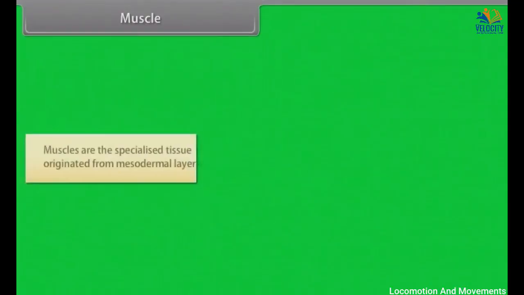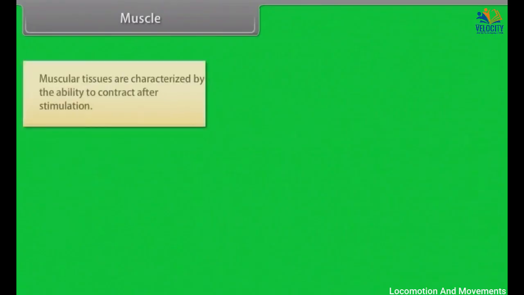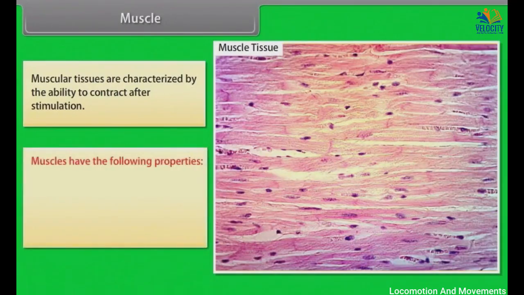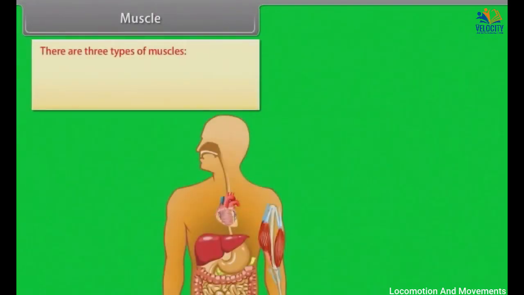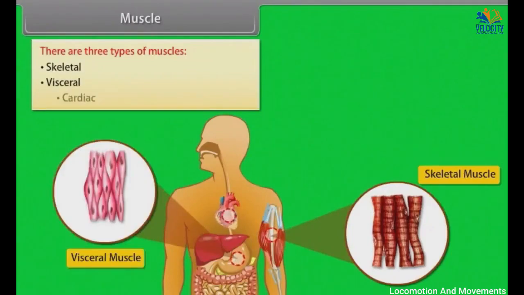Muscle. Muscles are specialized tissues originated from the mesodermal layer. Muscular tissues are characterized by the ability to contract after stimulation. Muscles have the following properties: excitability, contractility, extensibility, and elasticity. There are three types of muscles: skeletal, visceral, and cardiac.